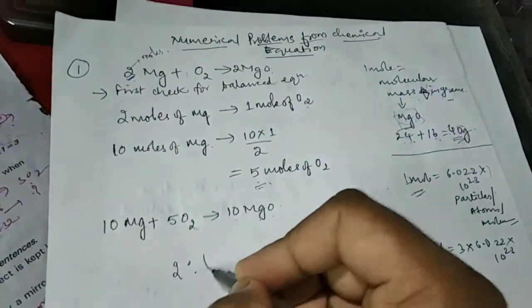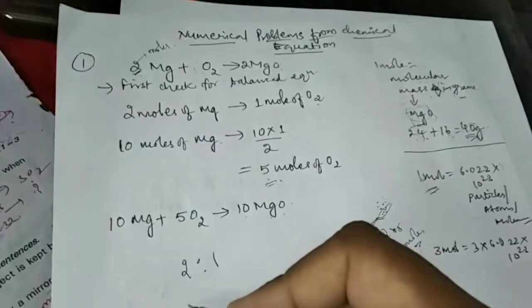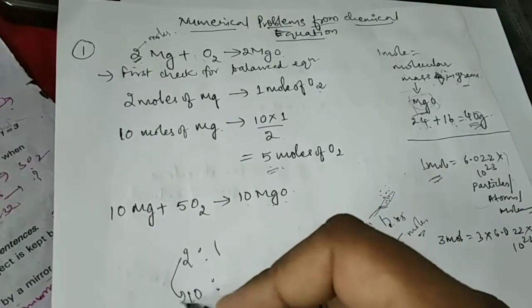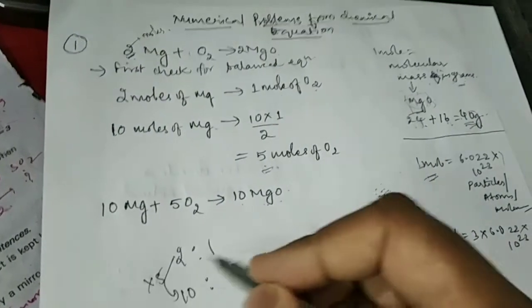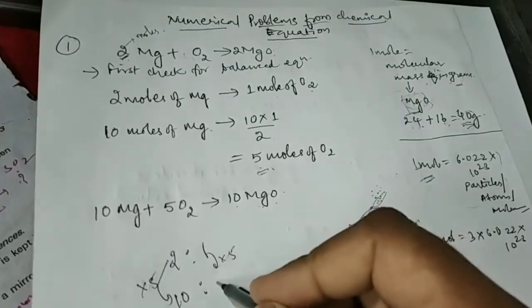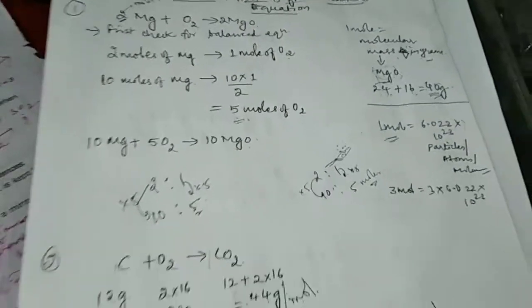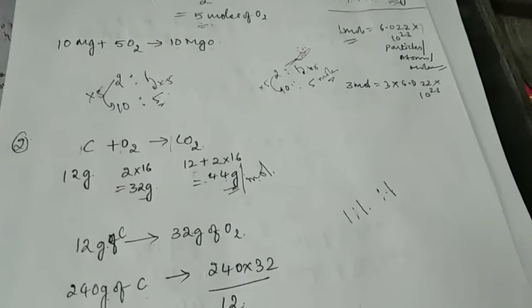So 2 is to 1. Now they are asking 10 moles, right? So 10 moles is given to you, then how much of oxygen will be there here? So you can see here 2 to 10 it is into 5. So you should do multiplication here also. So I will be getting here 5 moles, that means 5 moles of oxygen. Simple method it is, just that's it. Okay, all of you. So moving on to the next question here.